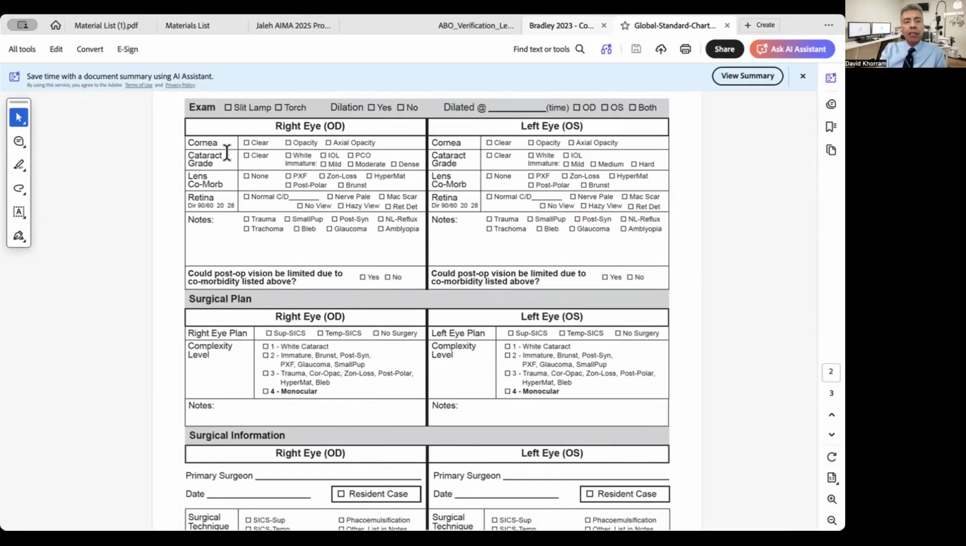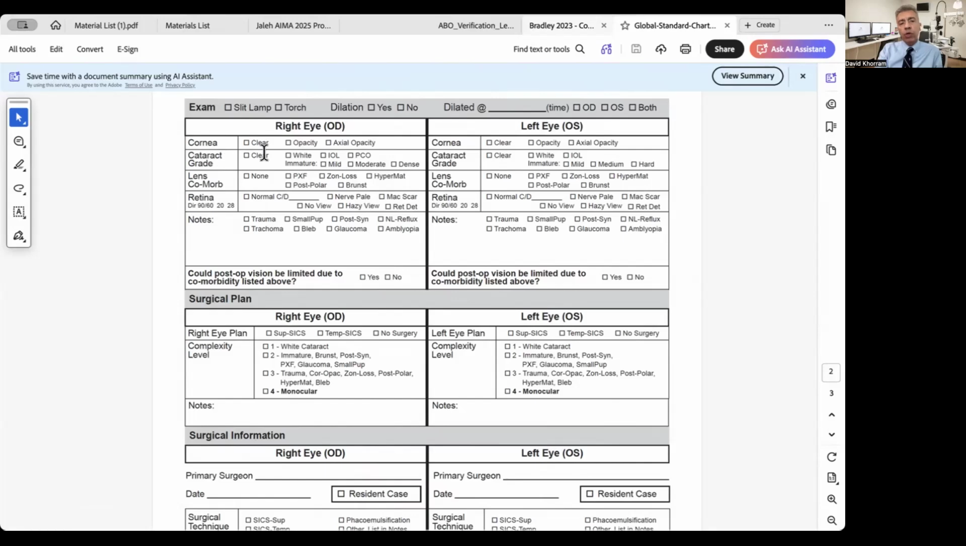So we have the slit lamp exam now simplified somewhat into cornea, the grade of the cataract, lens comorbidities, and the retina. This is fairly self-explanatory. If everything is normal, it will be these boxes on the left-hand column that get checked so that very clearly visually you can look at the form and see if one of these are not checked, then there will be a problem over here. If there's a corneal axial opacity, please indicate that as it can affect postoperative vision.